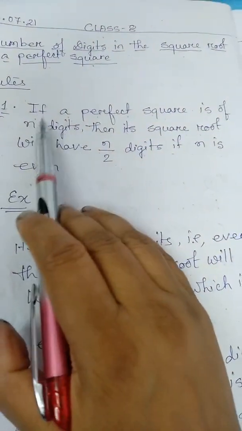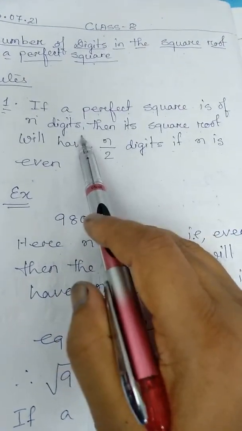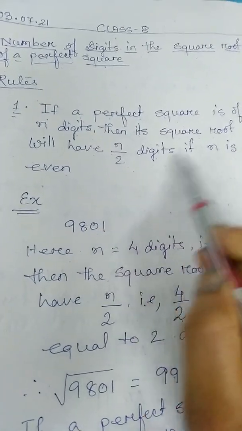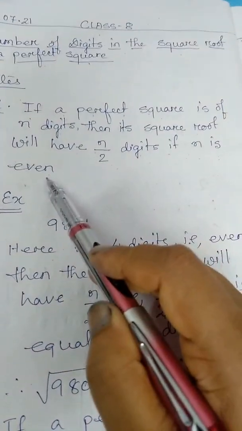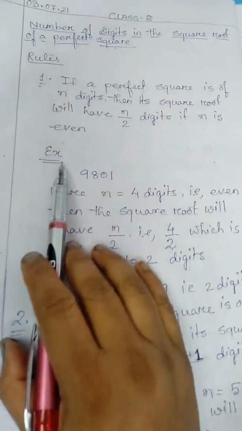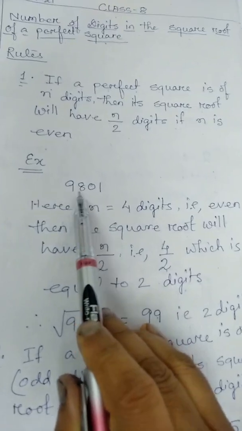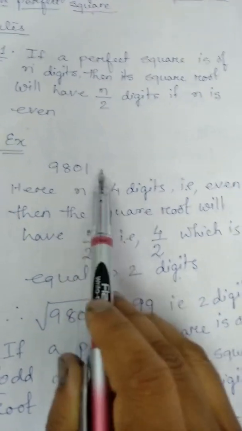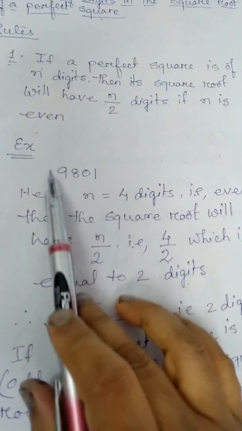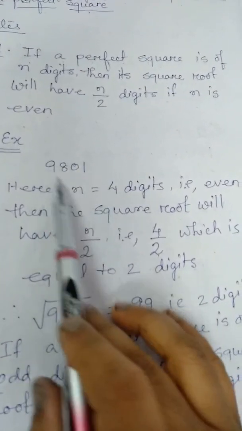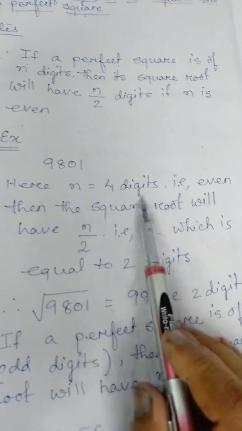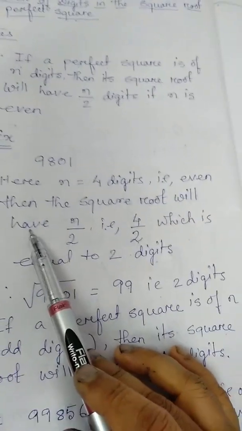Again, I am repeating, if a perfect square is of n digits, then its square root will have n by 2 digits if n is even. The condition is, if n is even. So let us take one example to explain that. Say 9801. It is a perfect square and it is having how many digits? 4 digits. That means 4 means even digits. So here n is equal to 4 digits, that is even.